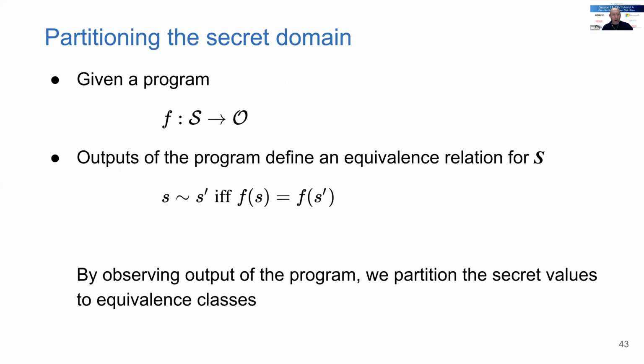Now I run the program. It takes the secret as the input and produces an output, so now I can look at the outputs of the program. The output of the program defines an equivalence relation on the secret. Basically, I can partition the secret domain based on the output values. If 2 secret values give me the same output, I put them in the same equivalence class. Now, looking at the output, I can figure out which partition cell the secret is in. So this is the information leakage. I am gaining some information about the secret.